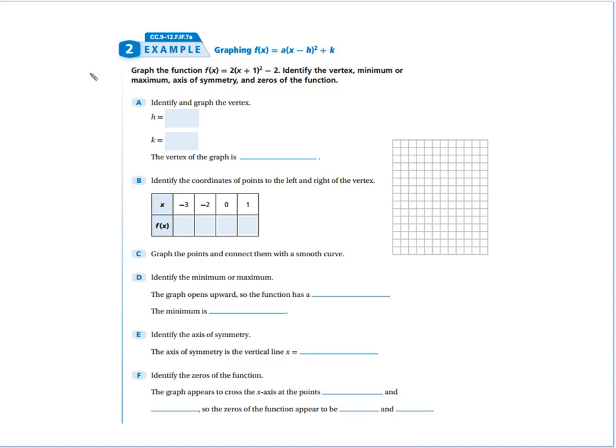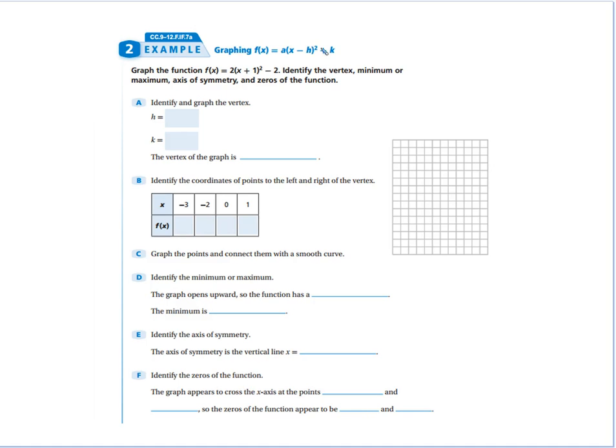In this video, we're going to look at graphing with the vertex form of a quadratic function. As you can see here, we've got an example, and my function is f of x equals 2(x + 1)² − 2. The first thing we want to do is identify our vertex.